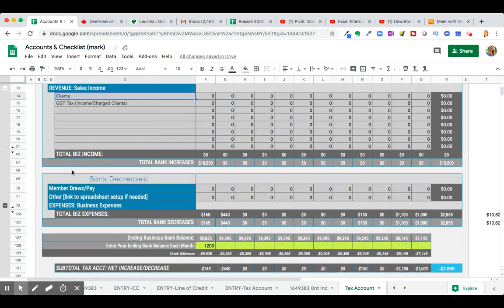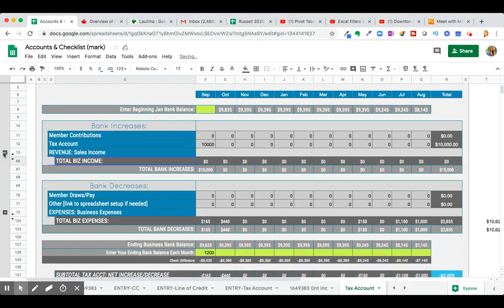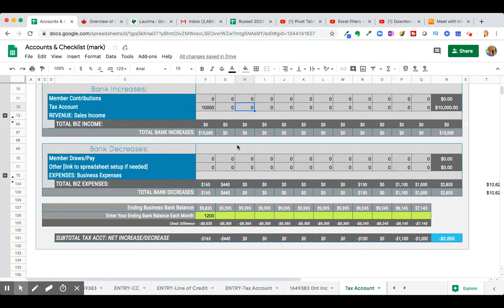So all of the accounts are linked to your tax account, even though you'll probably only use a couple of accounts and you may never put sales income in here. You may only transfer amounts on here. That's fine. It's just set up this way.